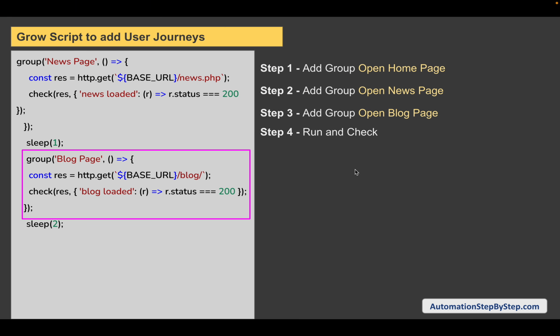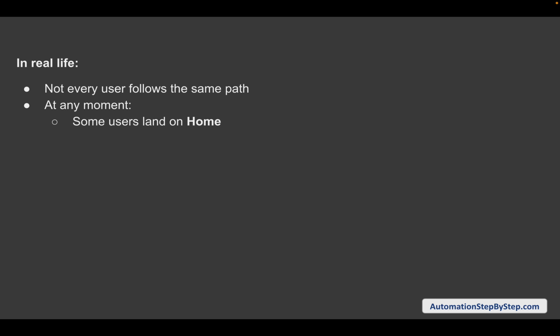Okay, so we have done this, we have also checked, and this is how we create our performance tests in real life. Because in the real world it's not like every user will be doing the same thing at every moment. They will be doing different things at different moments. So at any moment, some users may be on the home page, some on the login page, some on the news page, blog page, etc. And that is how we can mimic real user behavior.